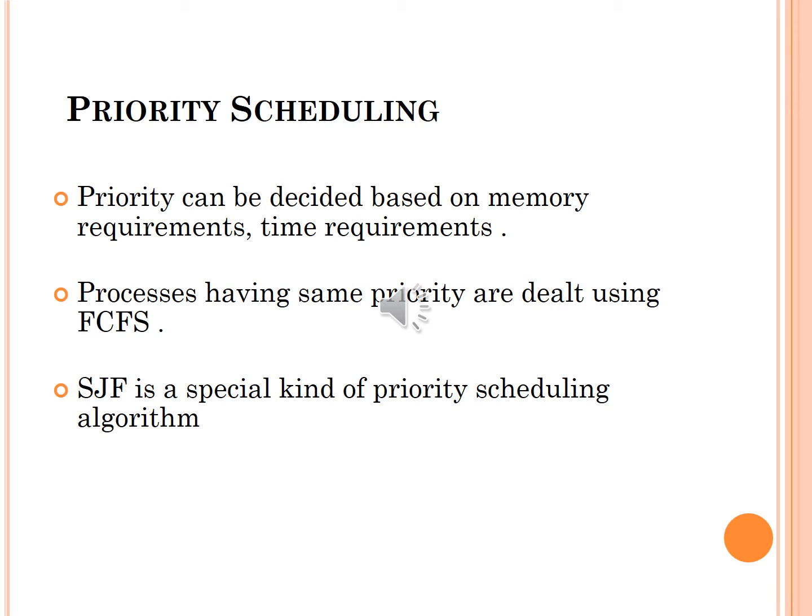Now what if we have two processes that have the same priority? In such a situation we're going to treat the processes as first come first serve. Like the process that arrives first is going to be executed first. SJF is shortest job first and is a special kind of priority scheduling algorithm, in which the process that has the shortest time is going to be executed first. So it's a special kind of priority algorithm.